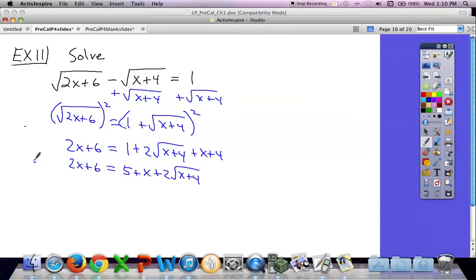Okay, now to isolate the radical, we need to move the 5 and the x that's with the radical. Right, subtract 5 and subtract x. So now we're going to have 2x minus x is x. 6 minus 5 is 1. And we still have this 2 times the square root of x plus 4. Now, did we isolate the radical? No. We would have to divide by 2, but what are we going to get if we divide by 2?